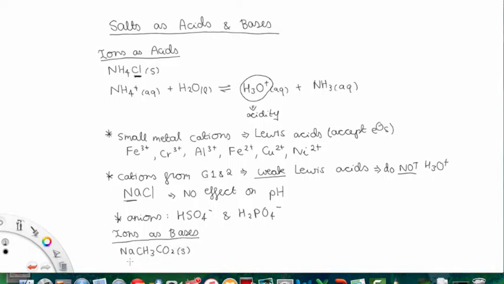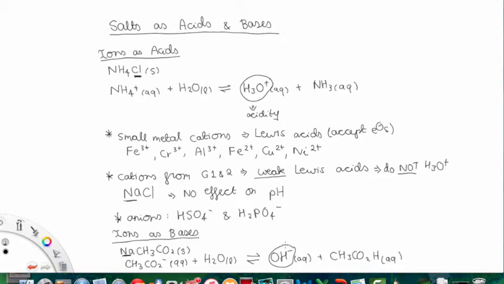If we write out the equation, we have CH3CO2-, which is aqueous, plus water, dissociates to OH-, which is responsible for the basicity, and CH3CO2H. The sodium+ does not affect the pH, which is why we didn't include the sodium. And as the OH- concentration increases, the pH increases, making it more basic.